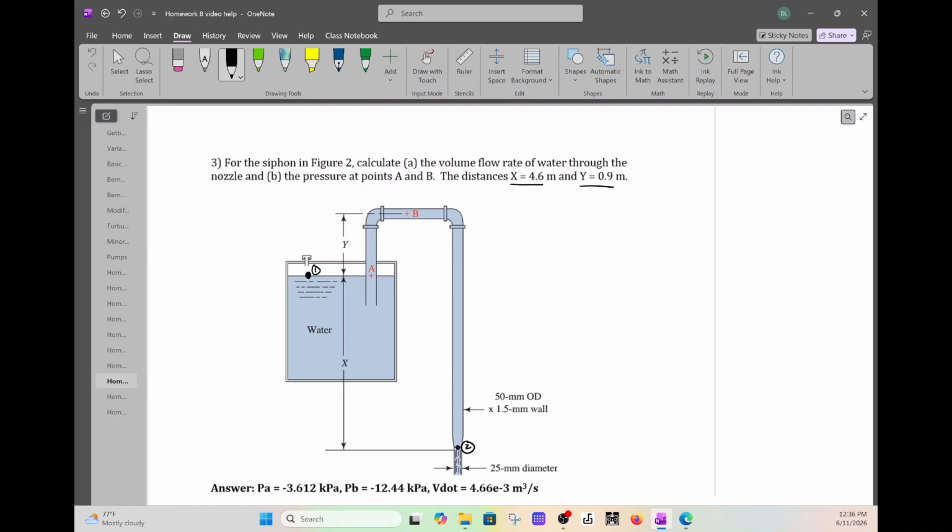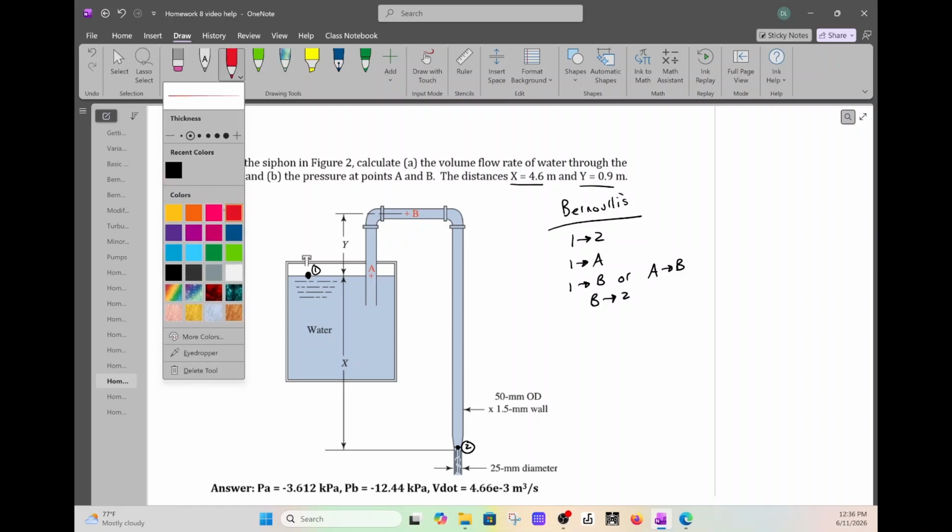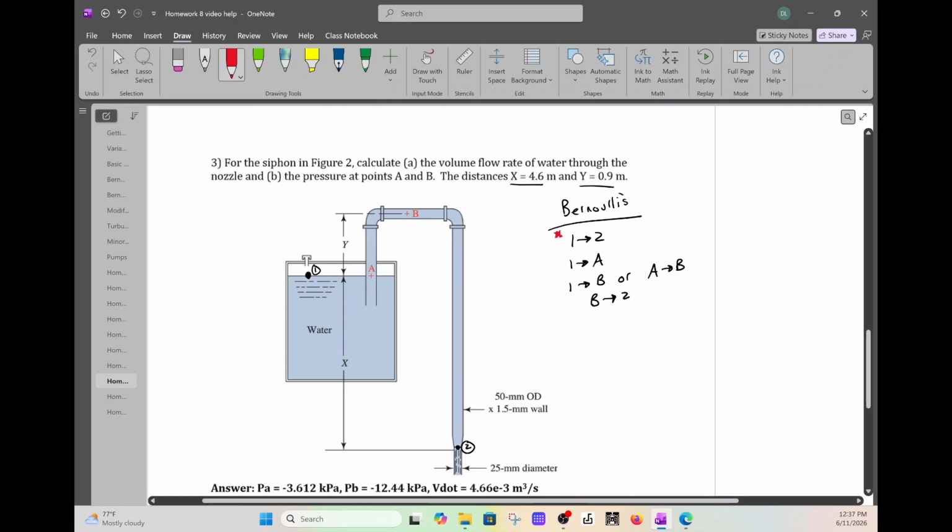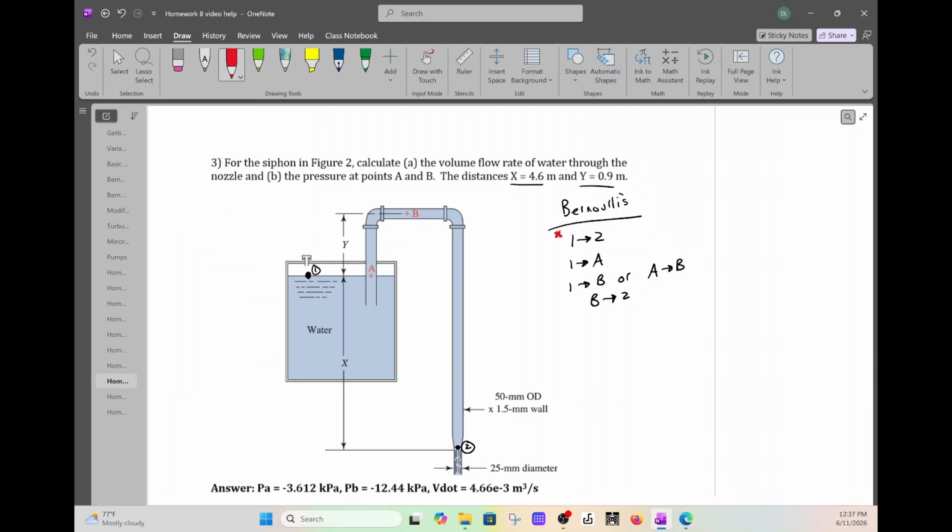State 1's open to the atmosphere. And so you're going to do Bernoulli's from 1 to 2, from 1 to A, and 1 to B. Or you could do A to B. It doesn't matter. Or you could do B to 2. But it has to be the direction that the water's flowing, right? I would possibly do this one first. That might help you find the velocity, and the velocity is the same at A and B and 2.